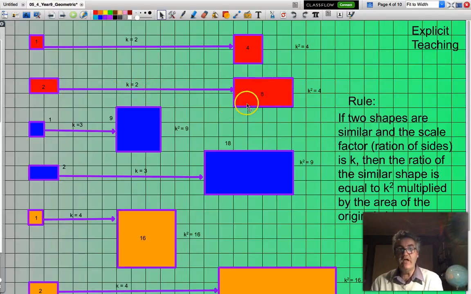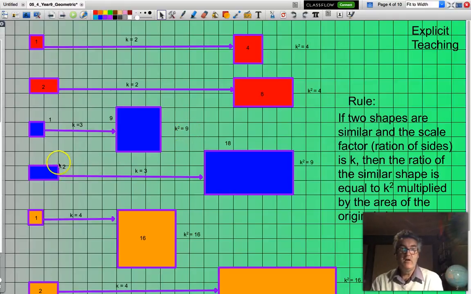The ratio of the area would be 8 divided by 2, which equals 4. What about if I multiplied each side by 3? You'll see side length of 1, side length of 3. K equals 3. 3 divided by 1 is 3, and my area here is 9. My area here is 1, so I can say that k squared equals 9.